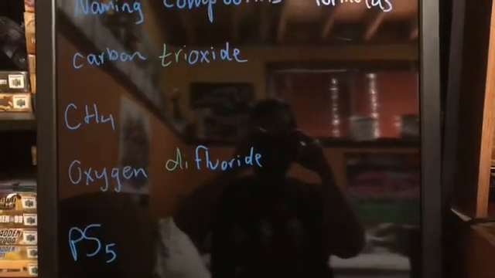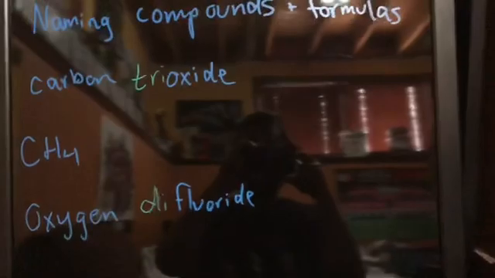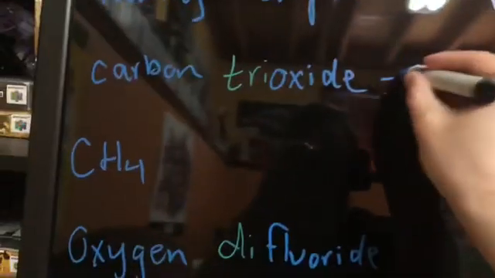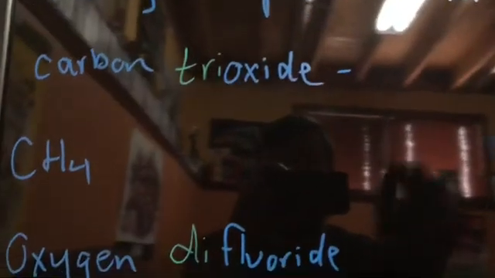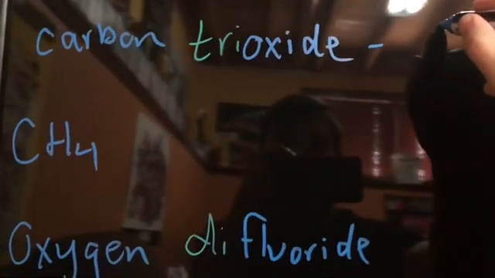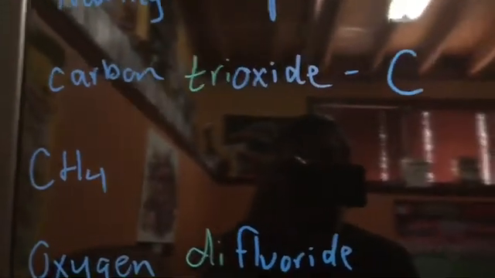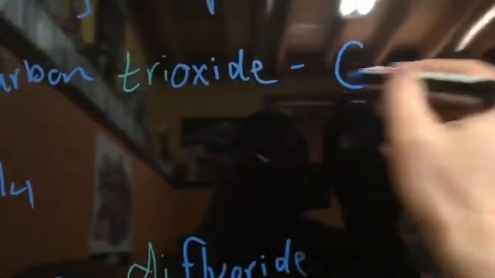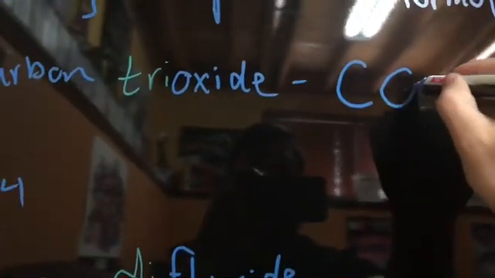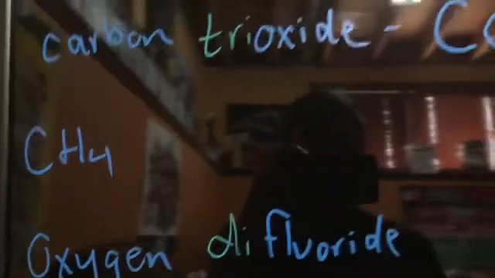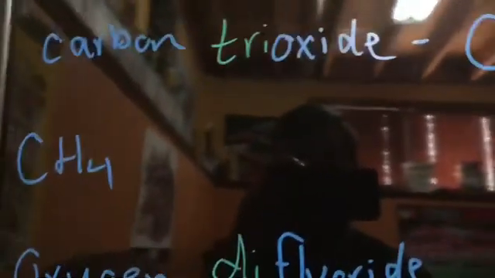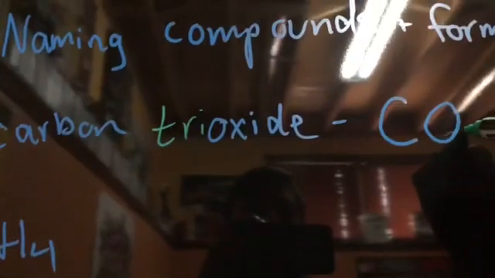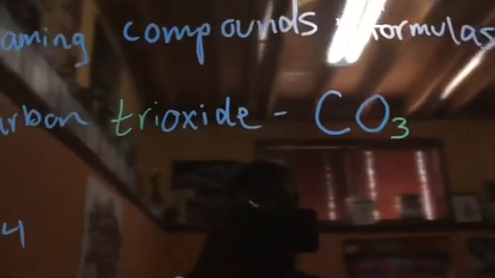All right, so I have those examples written down here on the board. The first one we're going to do is carbon trioxide. So the carbon is our first element because that's the first word in the name. Oxide means that we are dealing with oxygen. And then the tri is the prefix for 3. So that's what that looks like there.